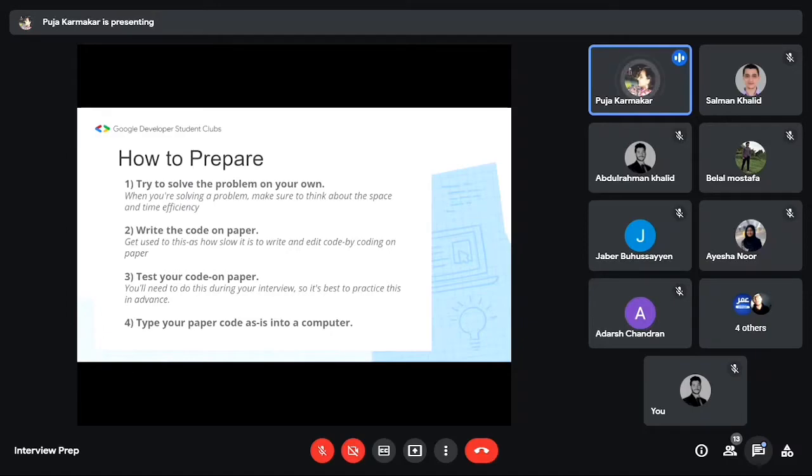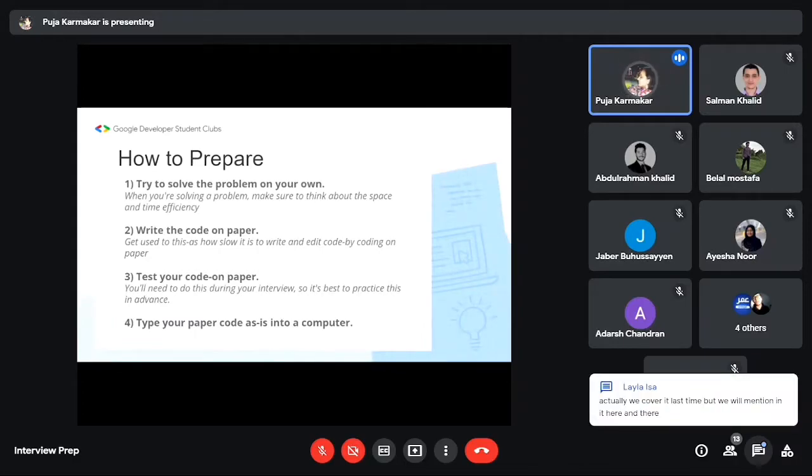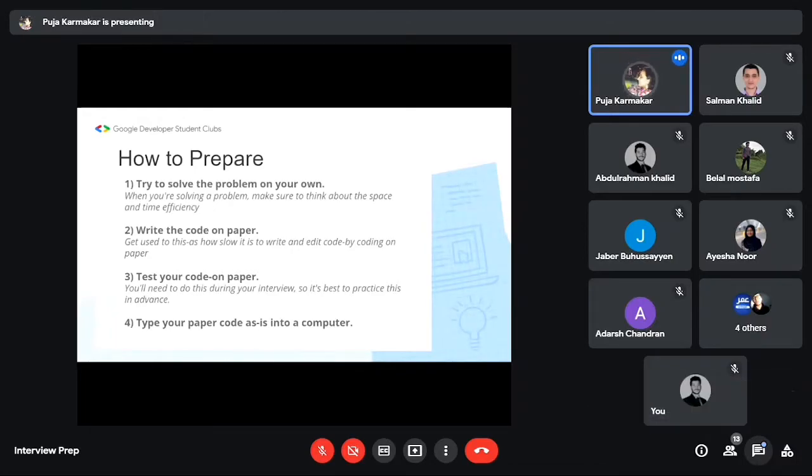So I hope this is clear. Let's go to the next part. I know these things are very basic, but these are some of the logical ways of doing it. There might be some modification of your own. Maybe you write the code on paper, but you test it on your computer after that step. But these are some of the logical approaches you can try, and I hope it helps you. Let's go to the next one.